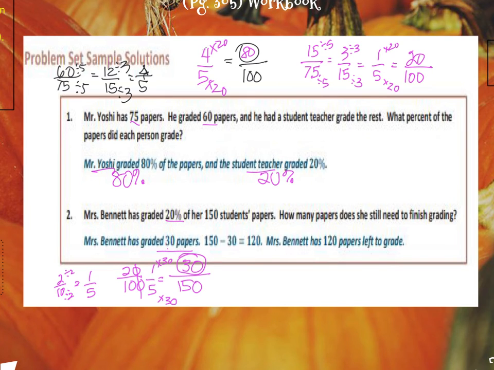So 20% of the 150 papers means that she graded 30. I'm just writing the same thing, but that's how we figured it out. So then we say, how many did she have left? That's where they take the 150, they subtract the 30, they get the 120 left to grade.